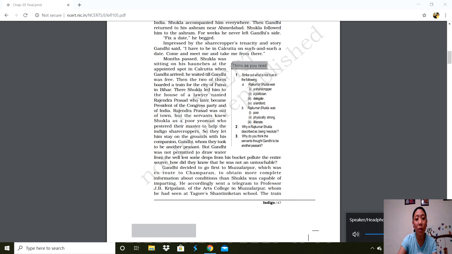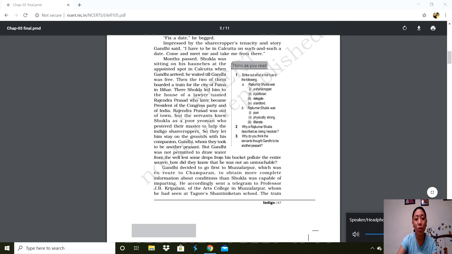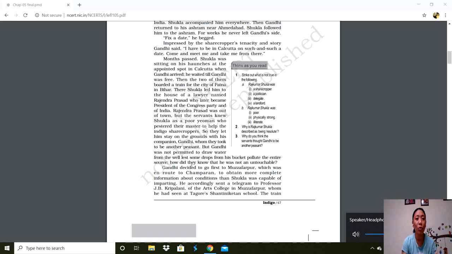But Gandhi was not permitted to draw water from the well, lest some drops from his bucket pollute the entire source. So Gandhi might have felt thirsty, all right? So what he did was he went to the well that was outside the house. You know what a well is? Thomba, or like where people in ancient times pull water from.